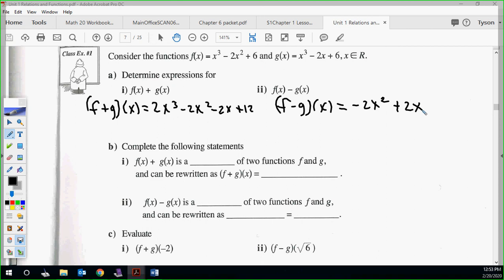All right, so complete the following statements. F of x plus g of x is a what? Sum, good. And can be written in the form of, what are they wanting there? They're just wanting the answer we put. So they just want 2x cubed minus 2x squared minus 2x plus 12. And then f of x minus g of x is a difference of f and g, and can be written as negative 2x squared plus 2x, and then you also could pull the 2x out if you wanted, and it would be a negative 2x times x minus 1 if you wanted to simplify it a little bit.